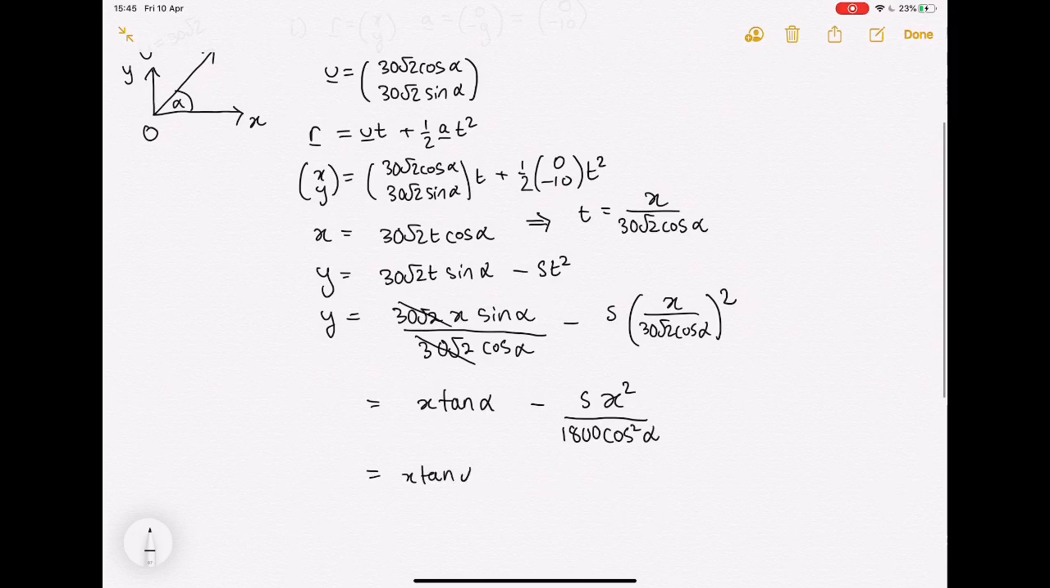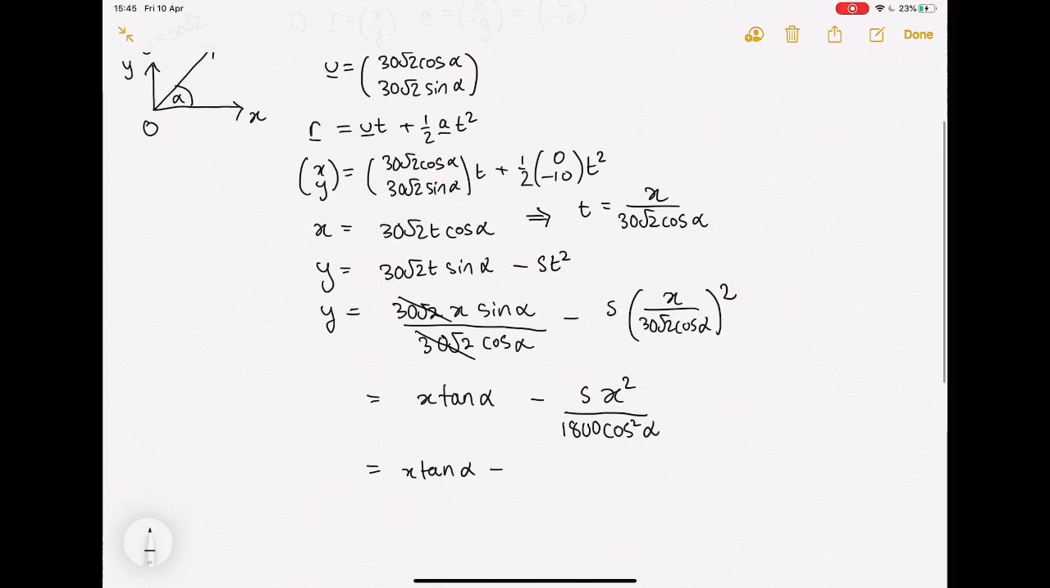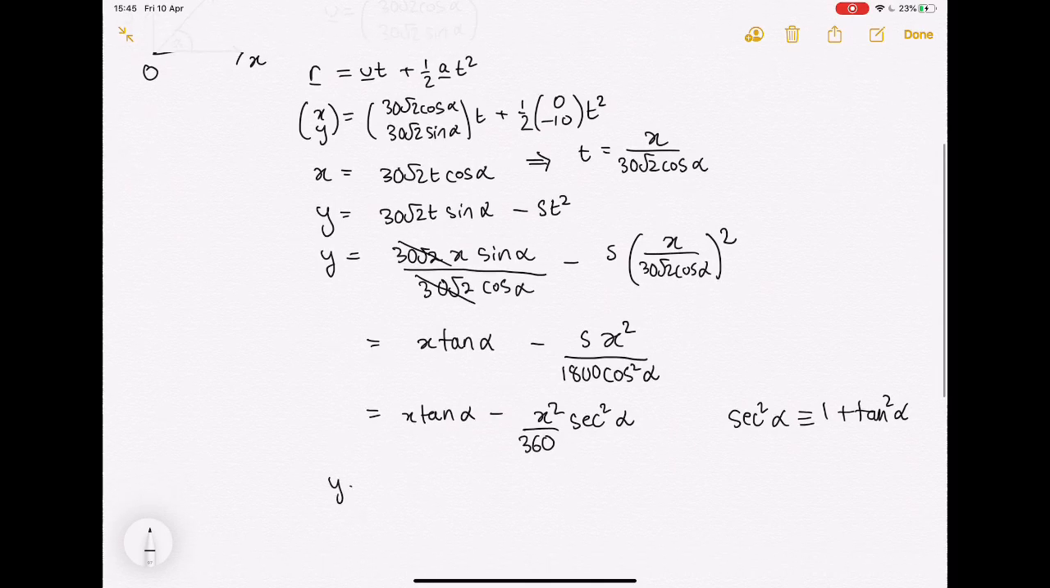So we have x tan alpha minus, cancelling a factor of 5, there are 360 5s in 1800, so this is x squared over 360 times 1 over cos squared alpha, which is sec squared alpha. Using the identity that sec squared alpha is identical to 1 plus tan squared alpha, we get the result we are asked to show, which is y equals x tan alpha minus x squared over 360 times (1 plus tan squared alpha).